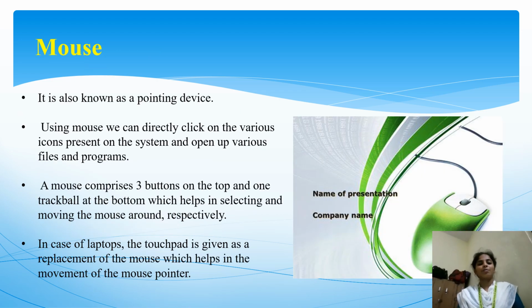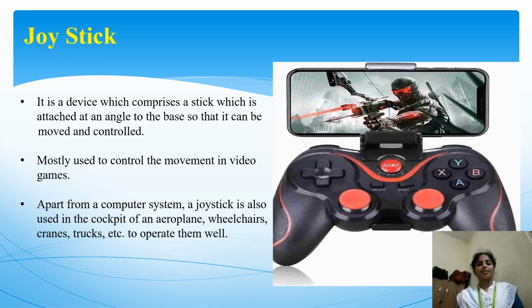Next, mouse. The mouse is a pointing device of a computer. Using the mouse, we can directly click on the various icons present on the system and open various files and programs. A mouse comprises three buttons on the top and one trackball at the bottom, which helps in selecting and moving the mouse around. In laptops, the touchpad is given as a replacement of the mouse, which helps in the movement of the mouse pointer.